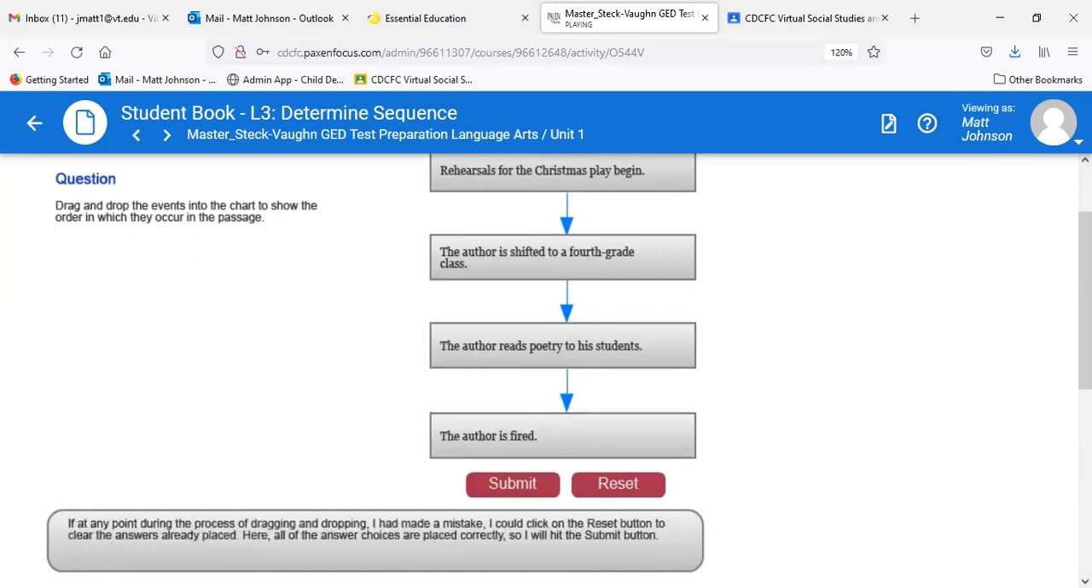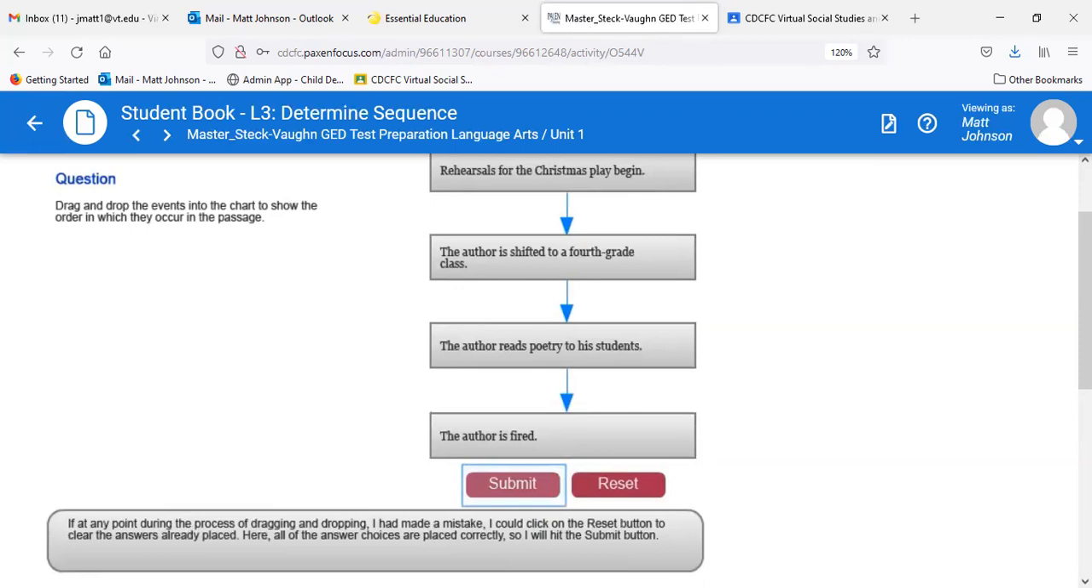If at any point during the process of dragging and dropping I had made a mistake, I could click on the reset button to clear the answers already placed. Here, all the answer choices are placed correctly, so I will hit the submit button. Yep, that's all there is to it.